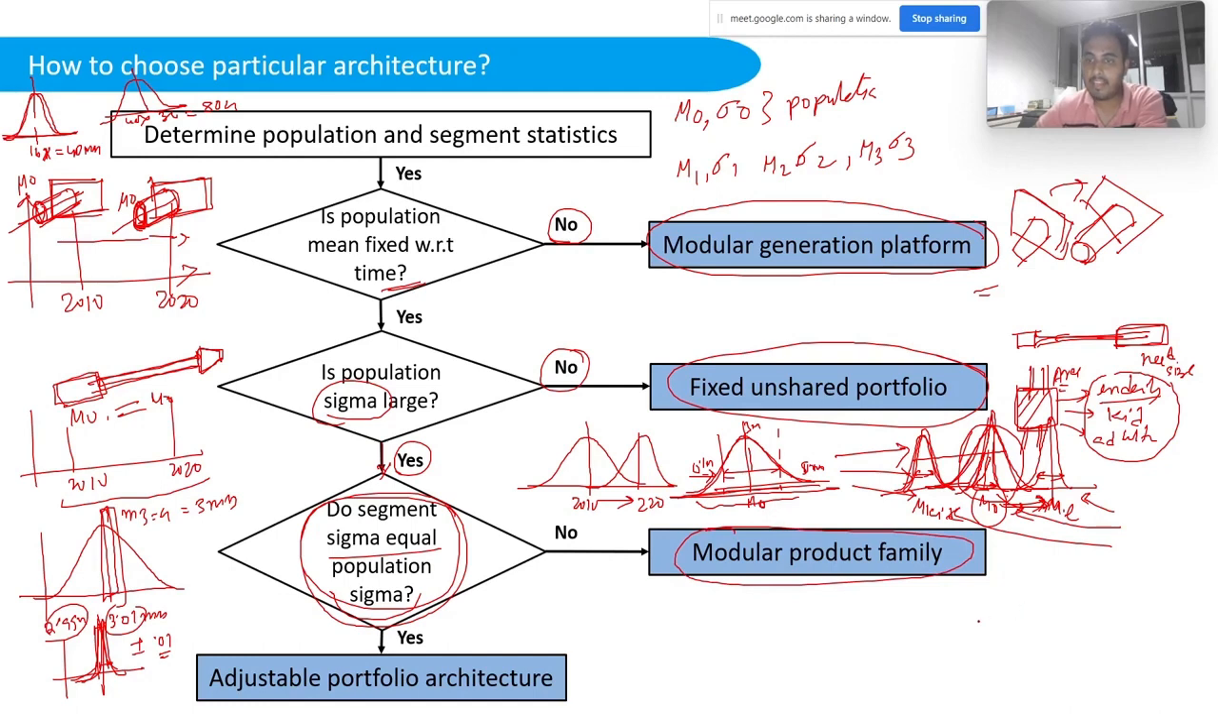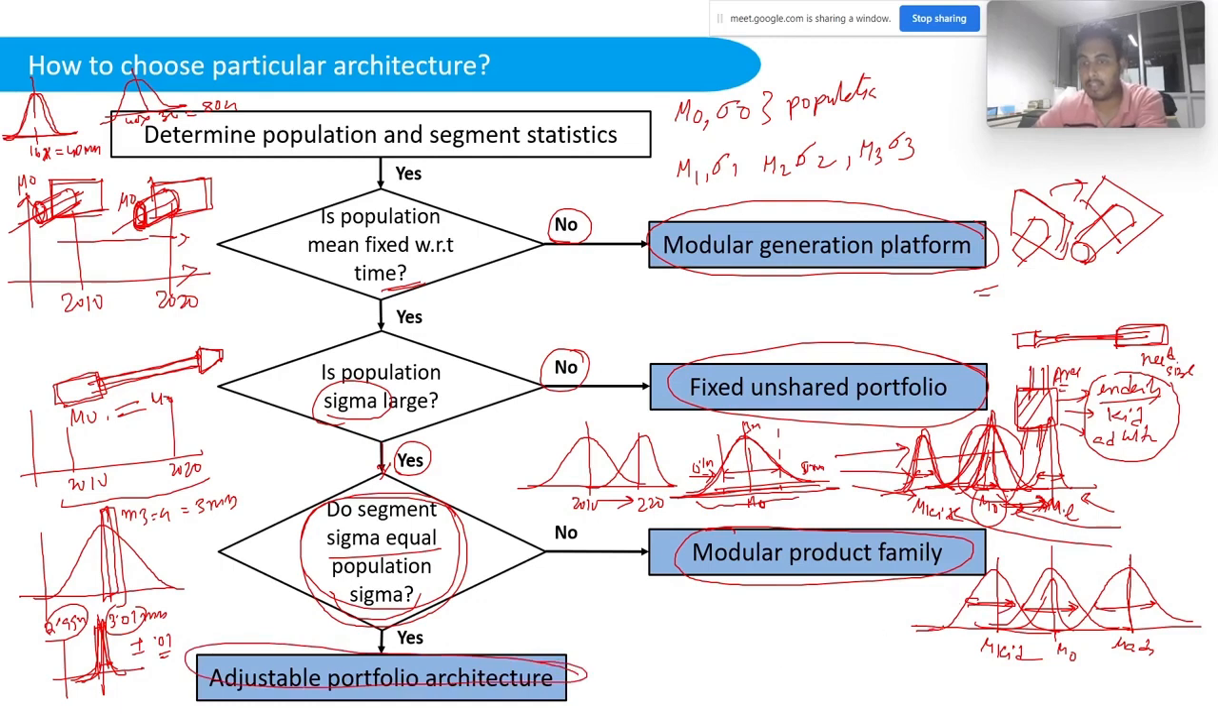Okay, and if we say the population variance is that much width, and the adult variance is also that much width, and your kid also has that much width, that means what? A single particular design will not fulfill different customers. Although the population mean, by adding and dividing by 3, gives you the same mu naught, this is mu kid, this is mu adult. Since they have a lot of different variations, you go for something like an adjustable portfolio architecture.